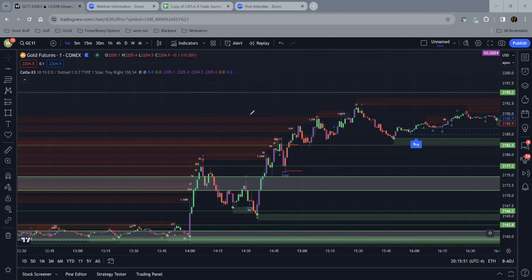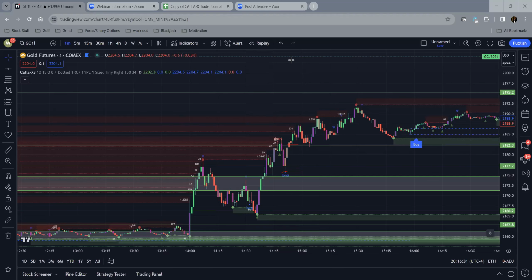Now let's see if trader number two should have even been taking a trade in the first place. The difference between 2183 and 2176 is 7 points, or 70 ticks. Should trader number two have been taking a trade in the first place? Nope, absolutely not.